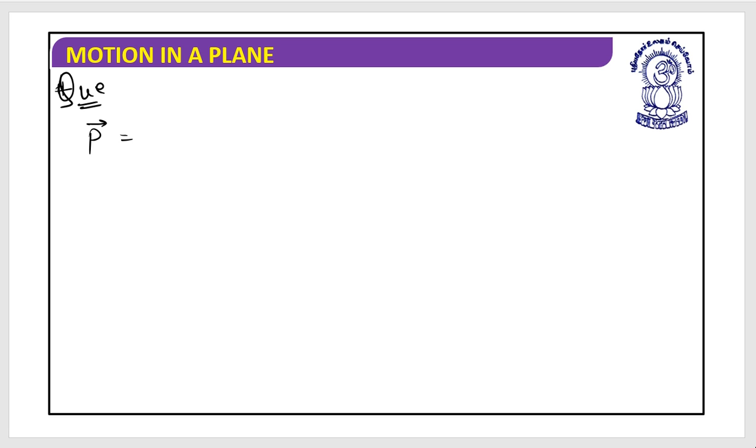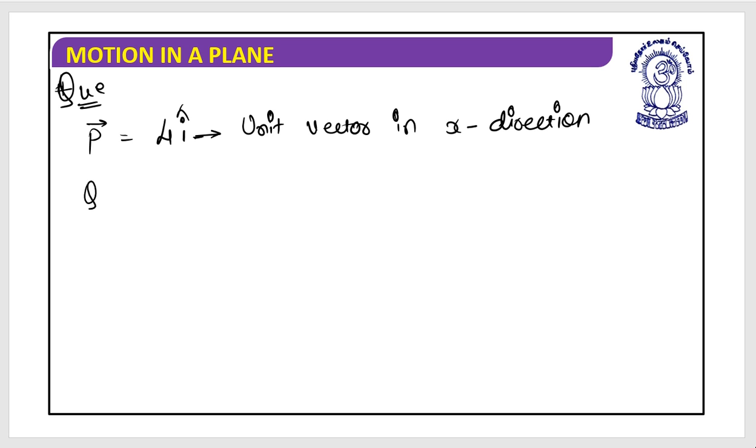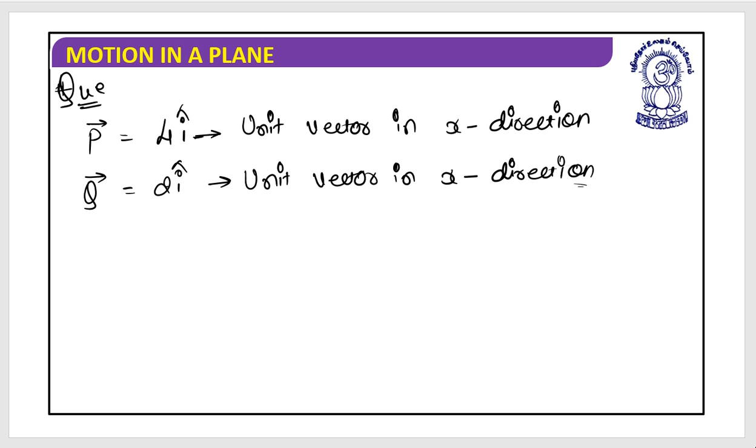Suppose this vector P is given as 4 I cap. Now what is I cap? Yes, it represents the unit vector in x direction. Another vector Q, let's suppose, is 2 I cap, a unit vector in x direction. This I cap represents the unit vector. That means a vector having magnitude of 4, but it is in x direction.